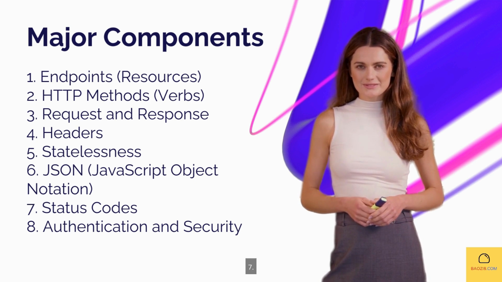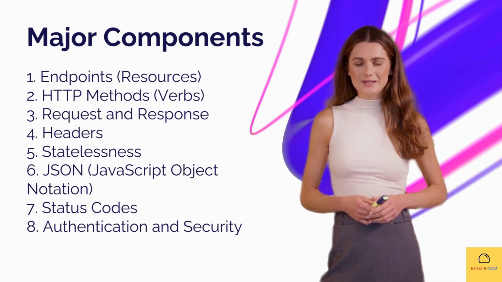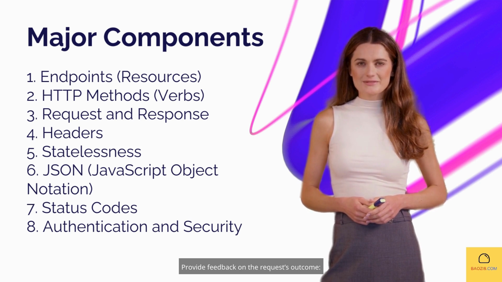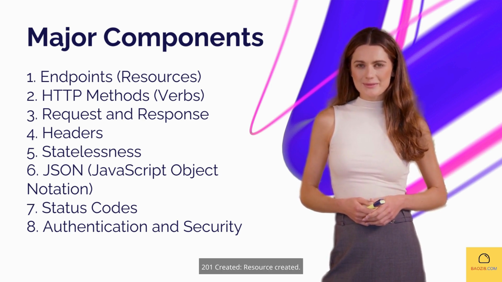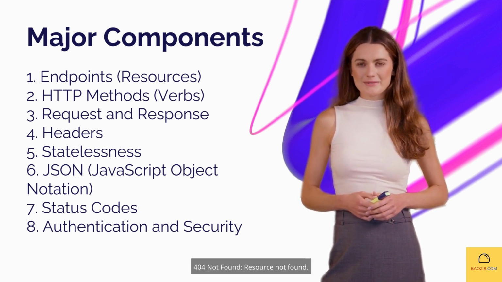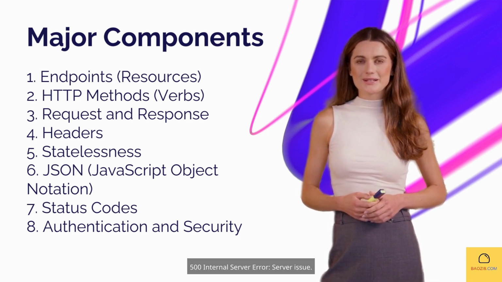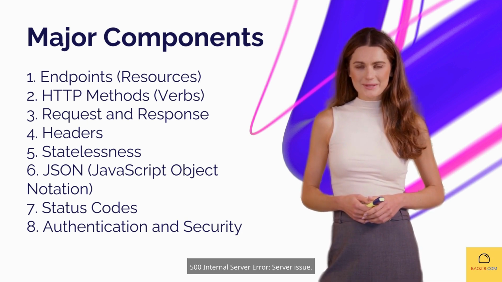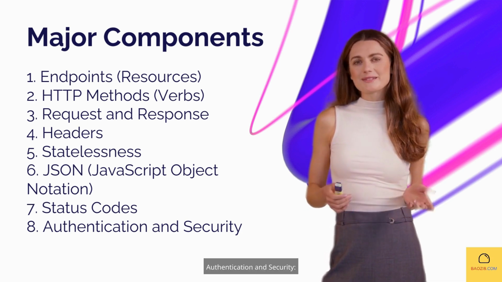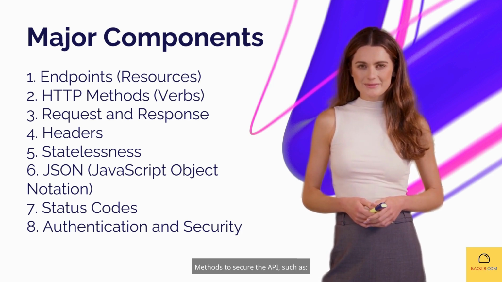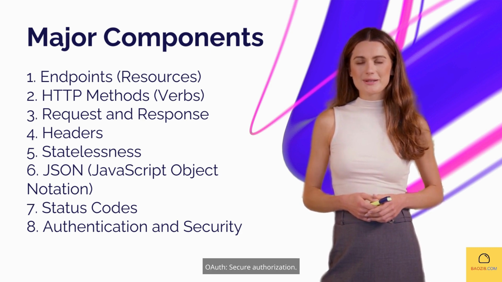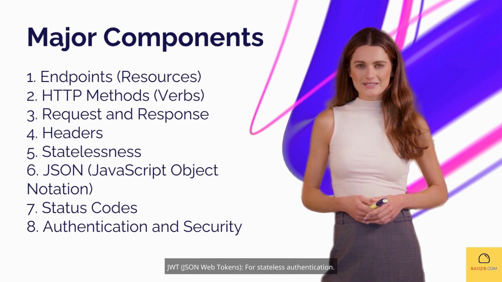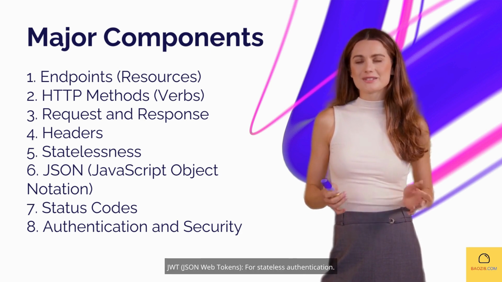7. Status codes. Provide feedback on the request outcome. 200 OK, successful. 201 Created, resource created. 400 Bad Request, client error. 404 Not Found, resource not found. 500 Internal Server Error, server issue. 8. Authentication and security. Methods to secure the API, such as API keys, tokens included in requests. OAuth, secure authorization. JWT, JSON Web Tokens for stateless authentication.